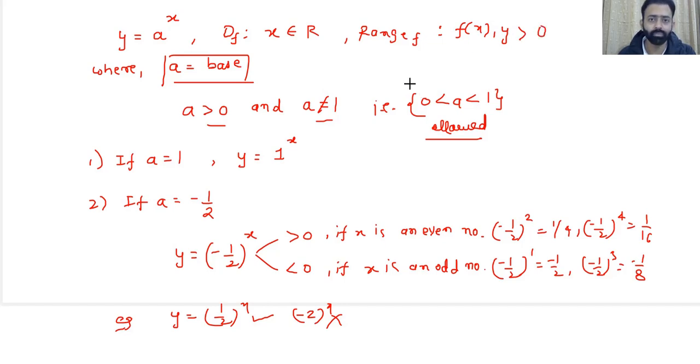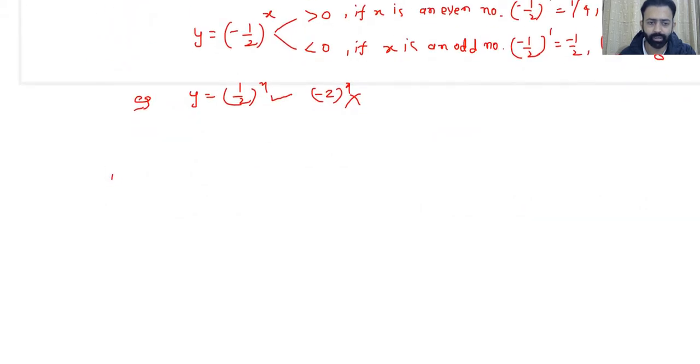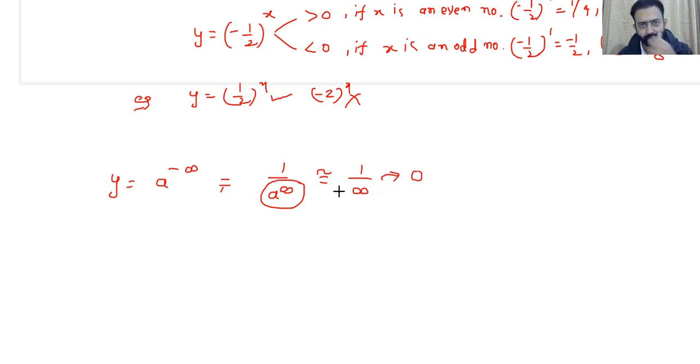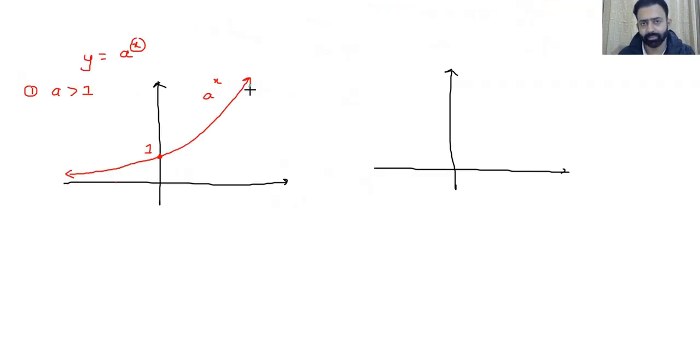It will approach the value 0 when the exponent goes to minus infinity. Let me give you an idea: y is equal to a raised to power minus infinity, meaning you can write this as 1 by a raised to power infinity. This is approximately equal to 1 by infinity, so it will approach the value 0. So when x is negative infinity, the value of y approaches 0, and when x is infinite, the value of y, a raised to power infinite, will be infinite. So hence the graph is like this. It is a continuous graph, right?